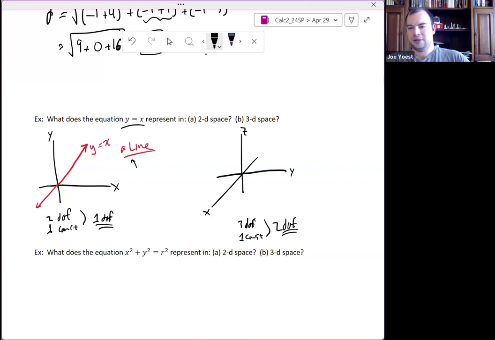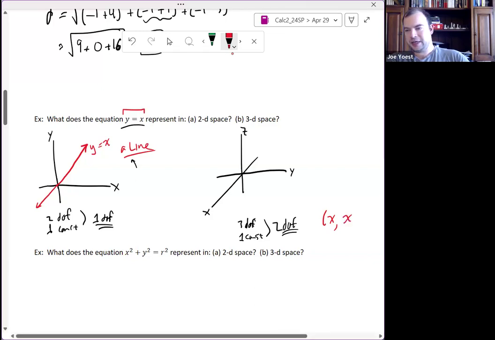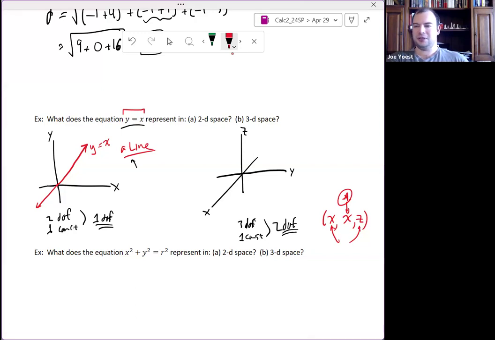So what do my points look like? I can choose x any way that I want. But once I choose x, y is fixed. Y also has to be x. And then my third component can be whatever I want. So I have 2 degrees of freedom. And then once I pick x, the second component is fixed.